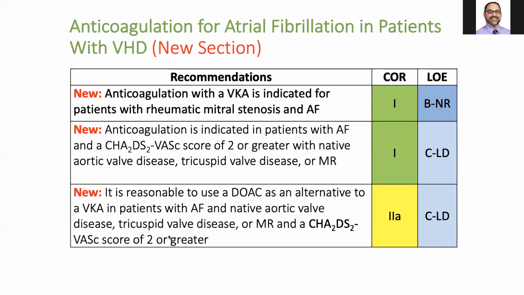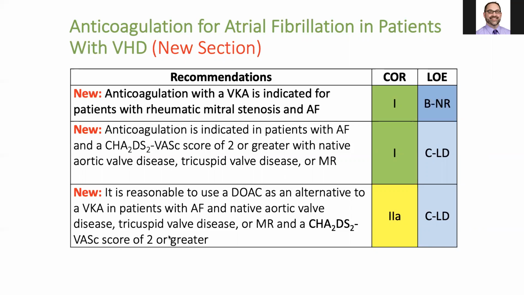And then this is just to talk about anticoagulation. So this is new in their 2019 guidelines. So anticoagulation is indicated for patients with rheumatic mitral stenosis and atrial fibrillation. You want to use a vitamin K antagonist. So warfarin anticoagulation is indicated in patients with atrial fibrillation and a CHA2DS2 score greater than 2, with native aortic valve disease, tricuspid disease, or mitral regurgitation. So these are some new guidelines for anticoagulation.